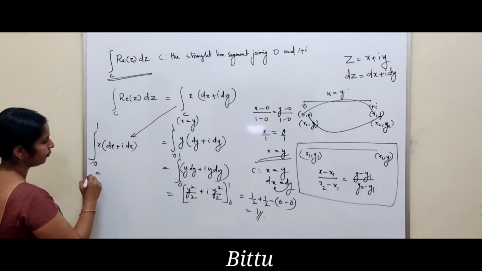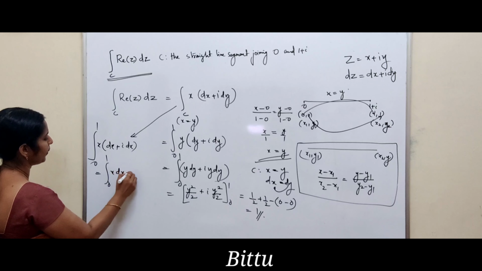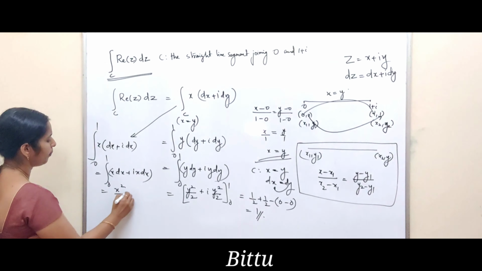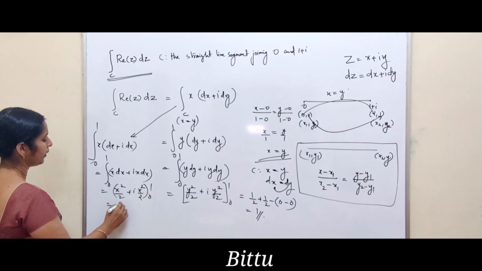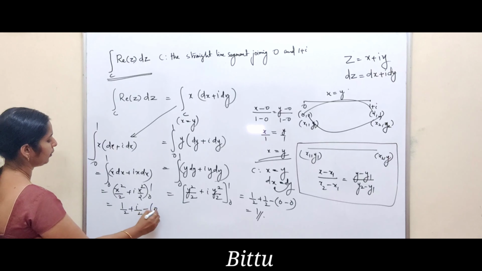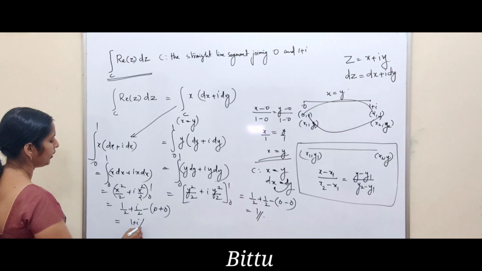So, here integral 0 to 1 x dx plus i x dx, that is x square by 2 plus i x square by 2 from 0 to 1. You apply the limits, you can see it is 1 by 2 plus i by 2 minus 0 plus 0.